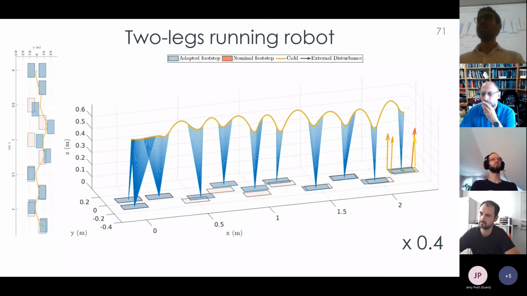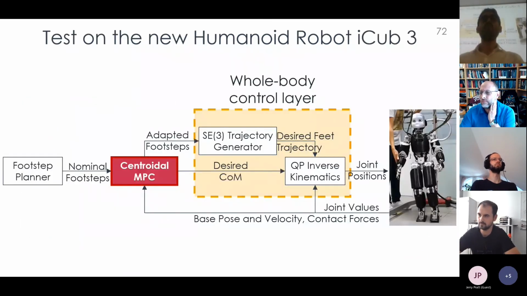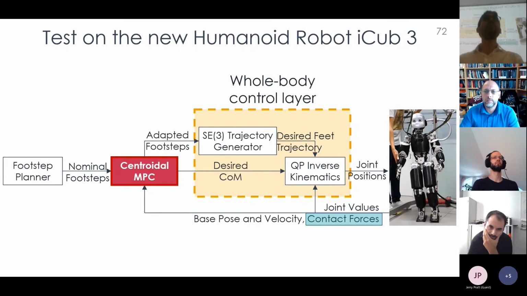We also deploy our controller in the three-layer controller architecture. So here, the whole body controller implements a QP inverse kinematics, and the footstep planner generates just the position of the footsteps. So the robot is position controlled. This means that it behaves rigidly when it interacts with the environment or when an external disturbance acts on it. So we try to mitigate this effect by considering the contact forces as a measured disturbance in the centroidal MPC.